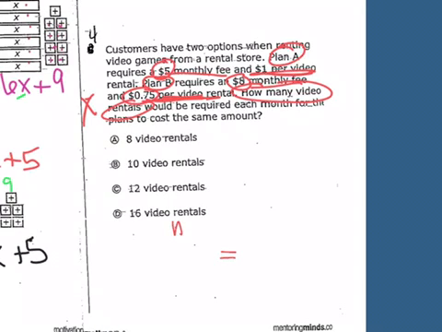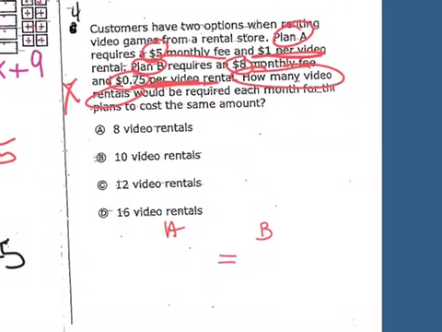So I got Plan A and Plan B. The video rentals is my variable. If video rentals is my variable, that's what I don't know. For Plan A, is that variable going to be attached to your $5 or the $1? It's the video rental. So which of those numbers is talking about the video rentals? The $1. So that means that's what my variable has to be attached to.